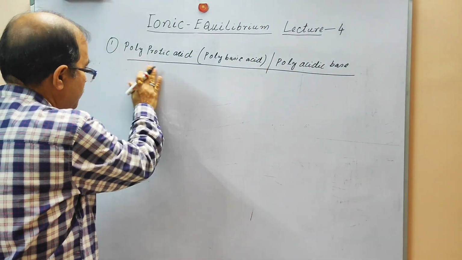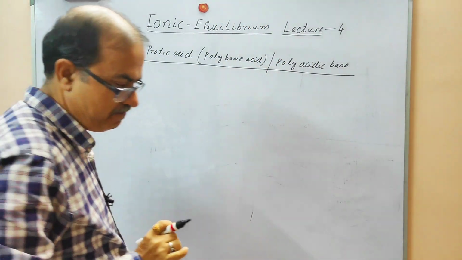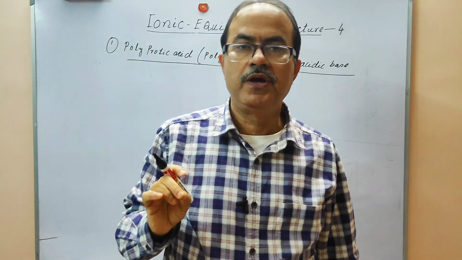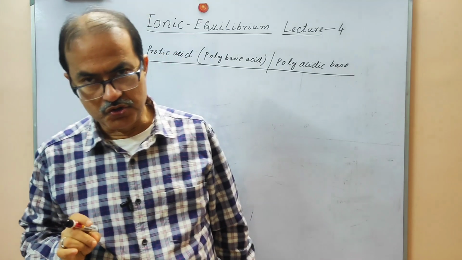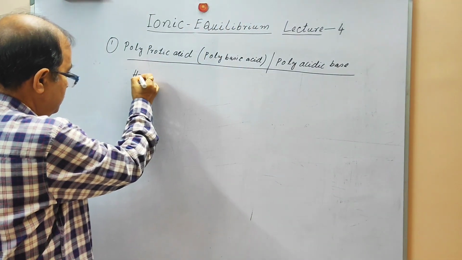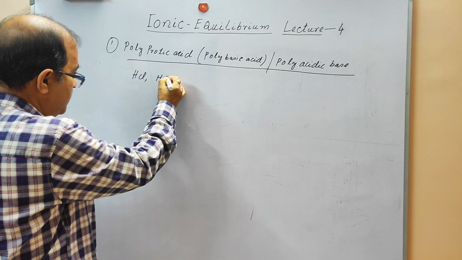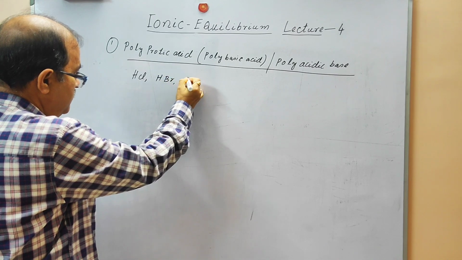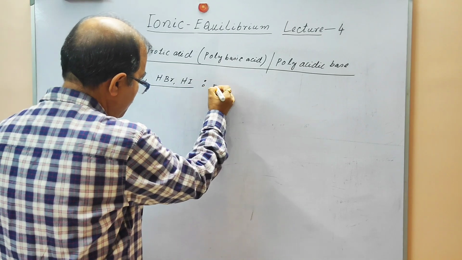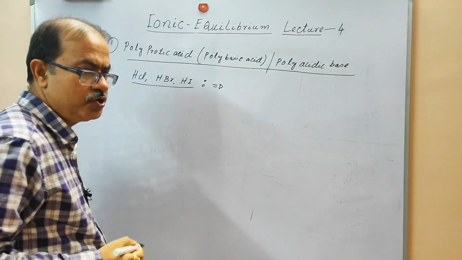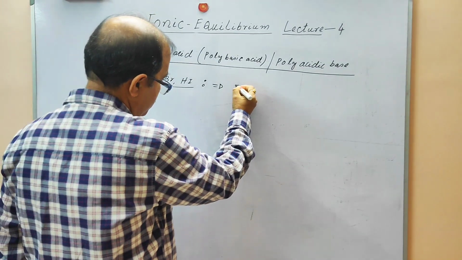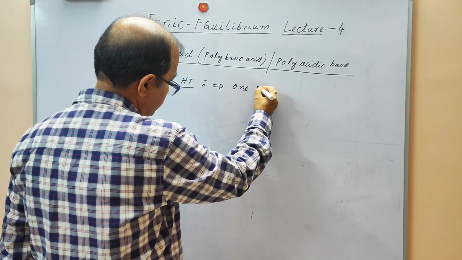What is polyprotic acid? Let us first understand. So far, we have come across different types of acid like HCl, HBr, HI. All those acids on dissociation in the aqueous solution will produce 1 H plus ion.